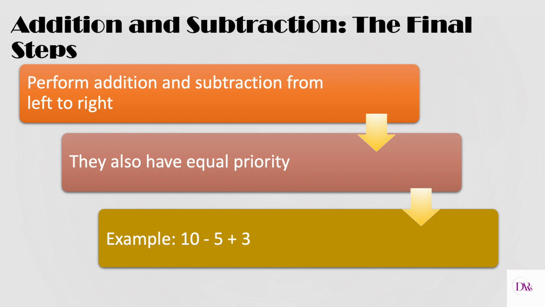So we have 10 minus 5 plus 3. Notice what comes first? Our subtraction. So we will do subtraction, then we will do the addition, because of the fact that we're going from left to right. So what is 10 minus 5? It is 5. So now we do 5 plus 3, and that equals 8. Great job. So we have covered every single step for order of operations.